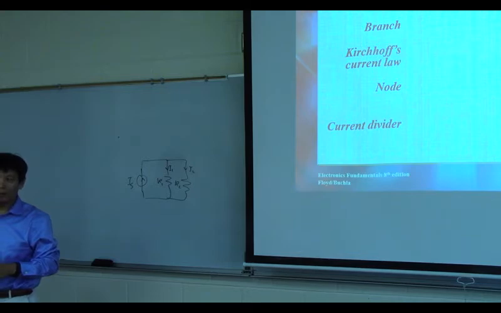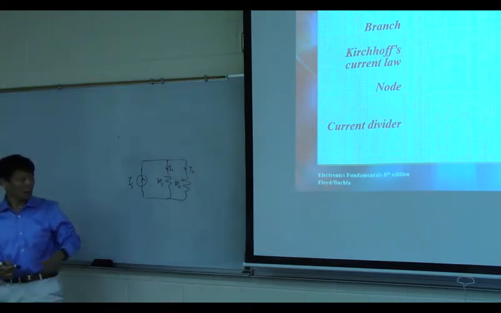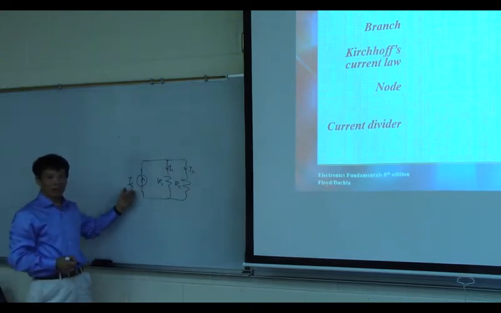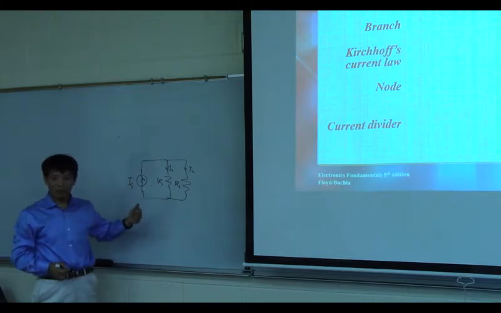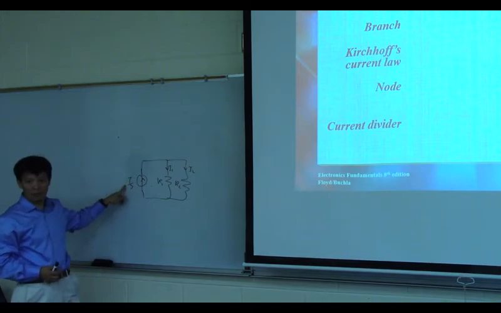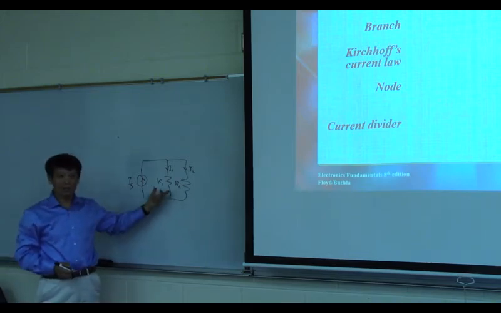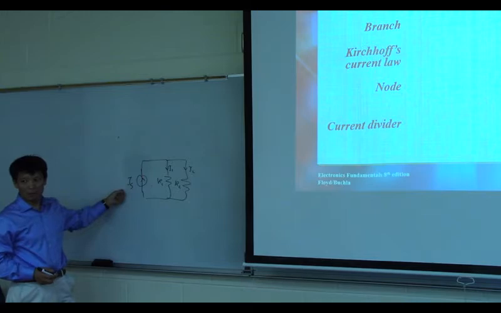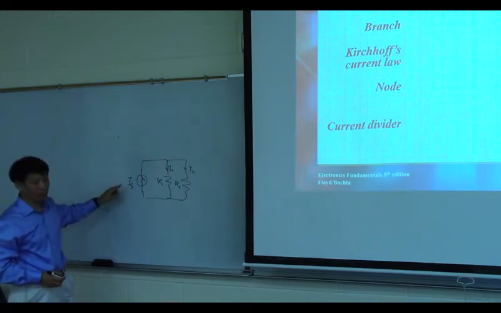I don't remember the name of the rules, but it's just, these two divide this total, right? From Kirchhoff's current law, these two add up together must be equal to this one. So each one divides the total. So that is called a current divider.